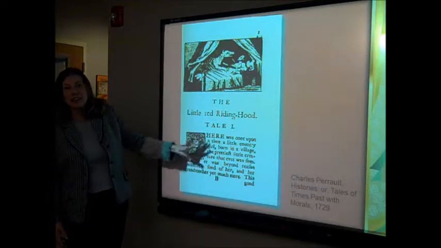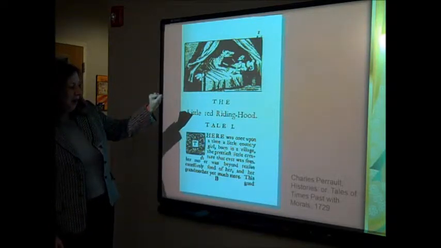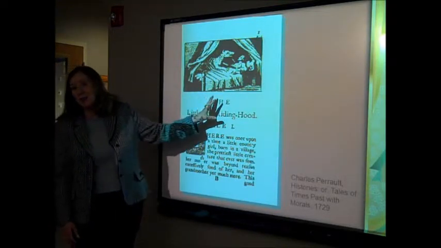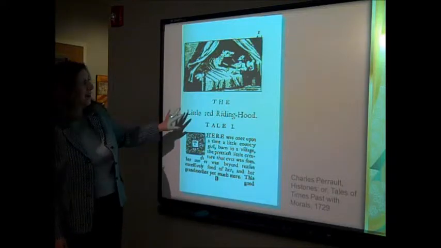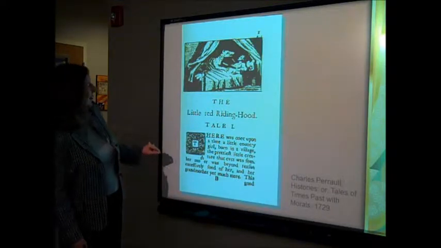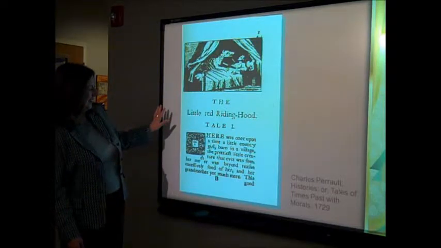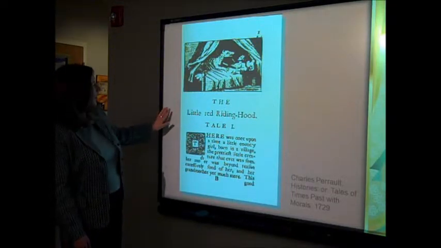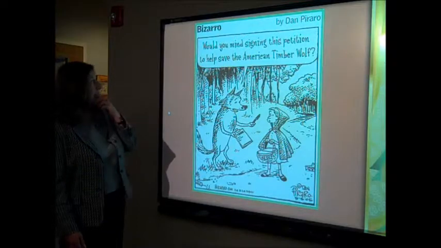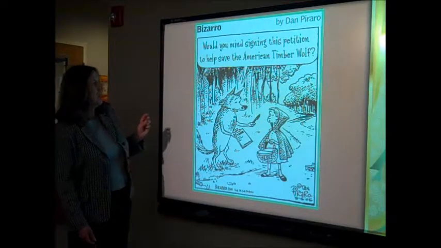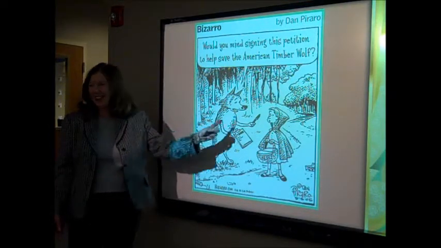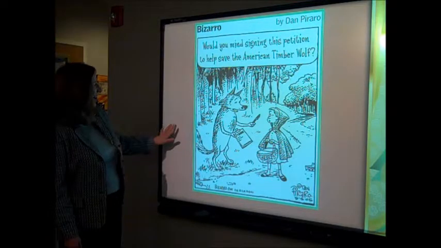This is actually the original. It goes back to 1729. You know how much I like history and stuff. That wolf looks like a weasel. Yeah. I really like that drop cap. Isn't that initial letter good? I love this. It says, would you mind signing this petition to help save the American timber wolf? That's awesome. Isn't that great?